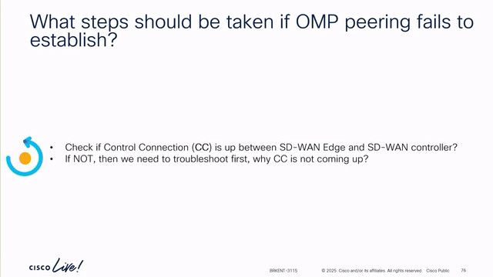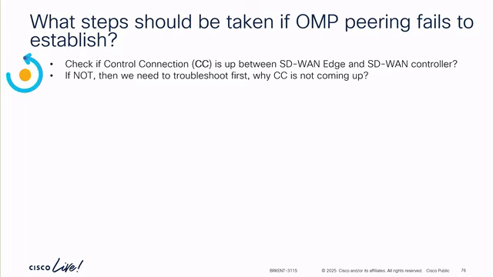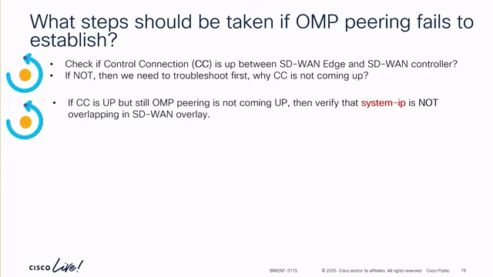First things first. OMP peering runs inside the control connection, so you need to make sure that the control connection is up. If the control connection is not up, then the OMP peering will not come up. If the control connection is up but the OMP peering is still not coming up, remember that the OMP peering is established between the system IP addresses of the peers. So we need to make sure that the system IP address is not duplicated across your SD-WAN fabric. If it is, then the OMP peering will not come up.